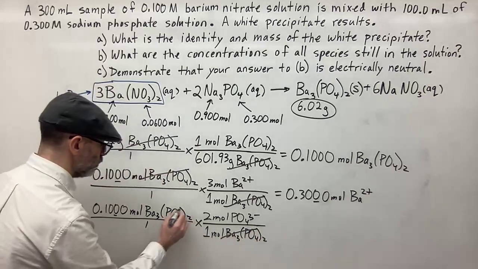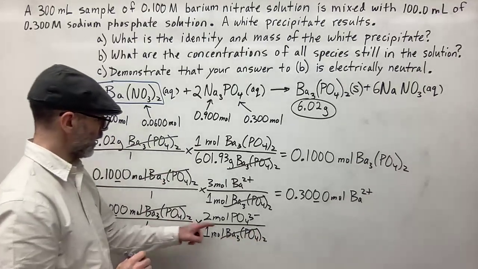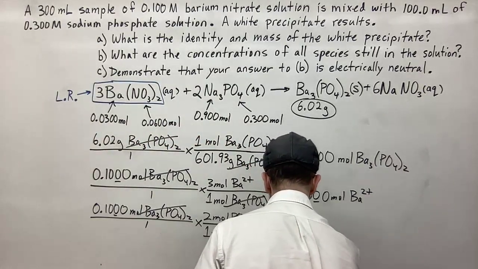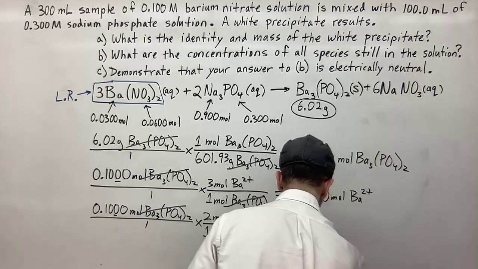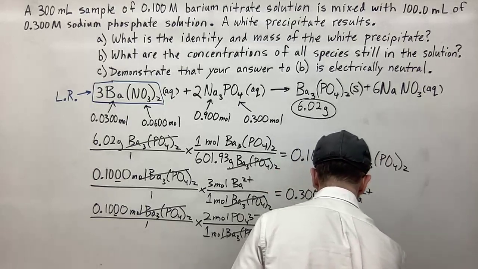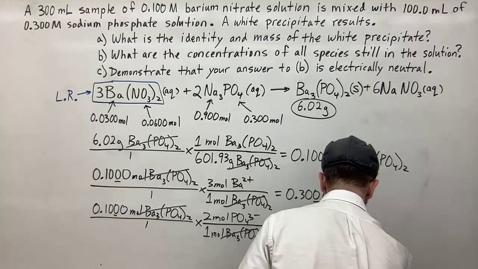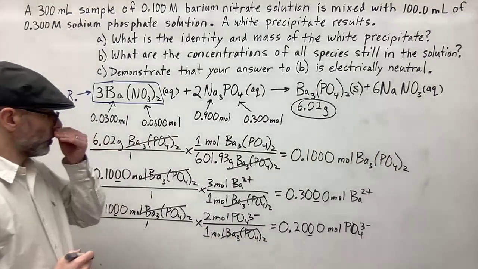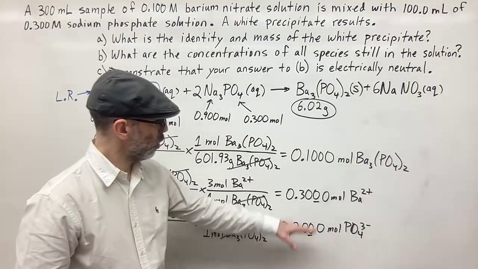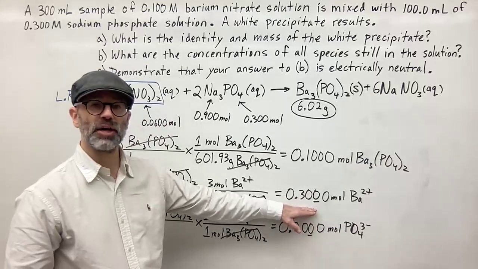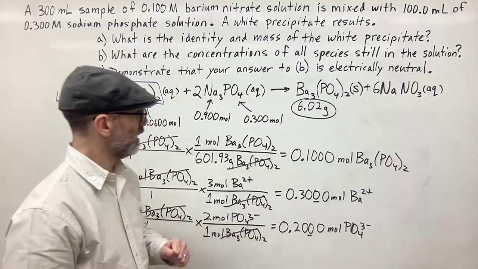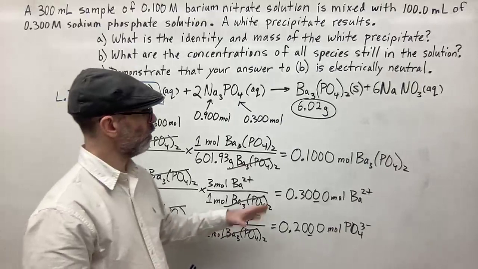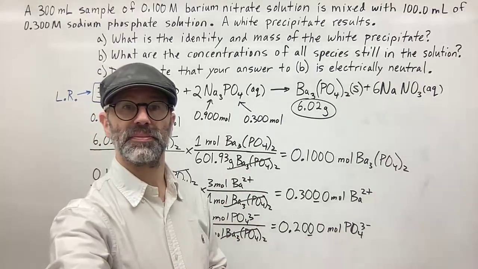So the moles of barium phosphate cancel out. I have 2 moles, 2 times 0.1, that's going to give me 0.2000 moles of phosphate ion. Okay, so these are the moles of the phosphate and the barium that ended up in the precipitate. And if we compare that, we'll be able to figure out the concentrations.